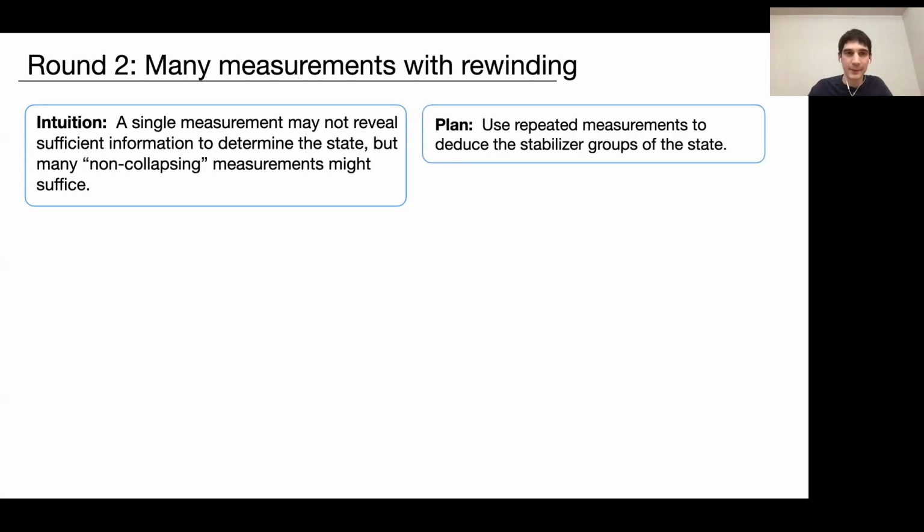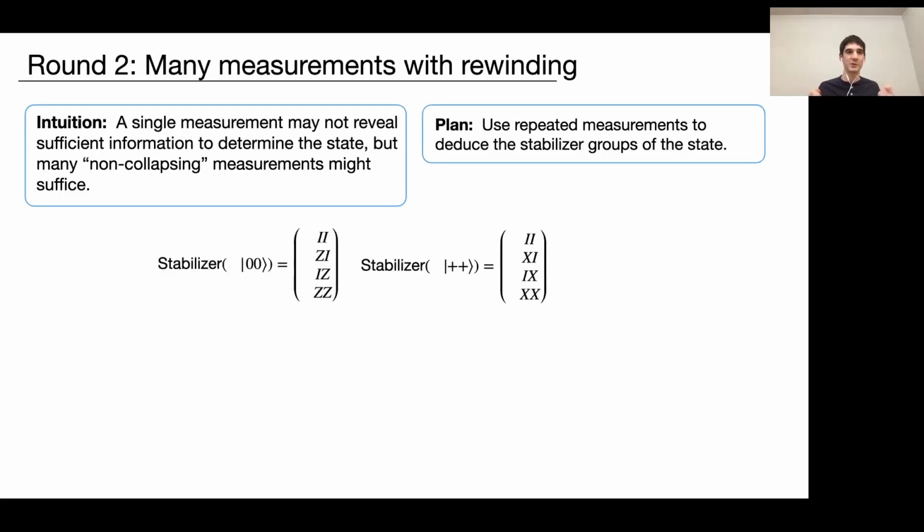So the plan here is we're going to use repeated measurements of the state, and slowly deduce what the stabilizer group of the state is. So this is where the stabilizer group comes in again. Just to remind you, we're trying to distinguish between the states 00 and plus plus, and I've written their stabilizer groups out here. The plus plus stabilizer group is different from the 00 one because all of the Z terms are changed to X, so they have completely disjoint stabilizer groups.